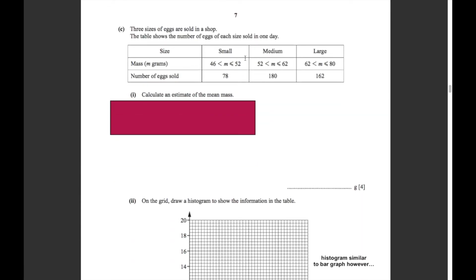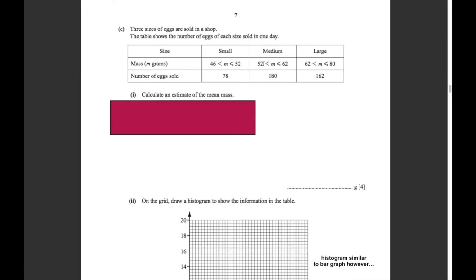So for part C, 3 sizes of eggs are sold in a shop. The table shows the number of eggs of each size sold in one day. So we have the small, medium, large, the number of eggs sold. It's a range, basically. So we have 46 to 52, 52 to 62, 62 to 80. The good thing here is that 50 considers 52, and then in the medium it doesn't consider 52.